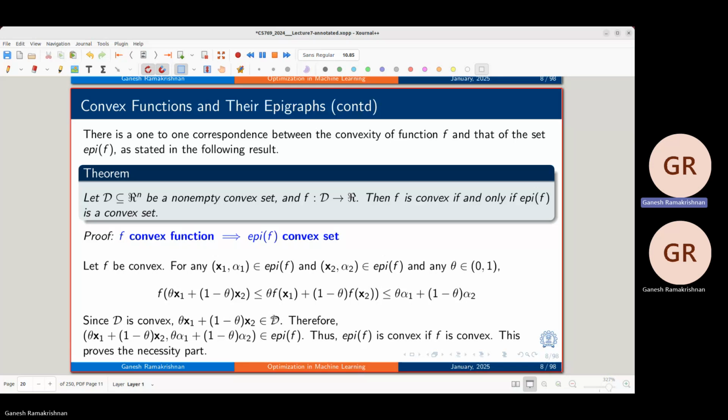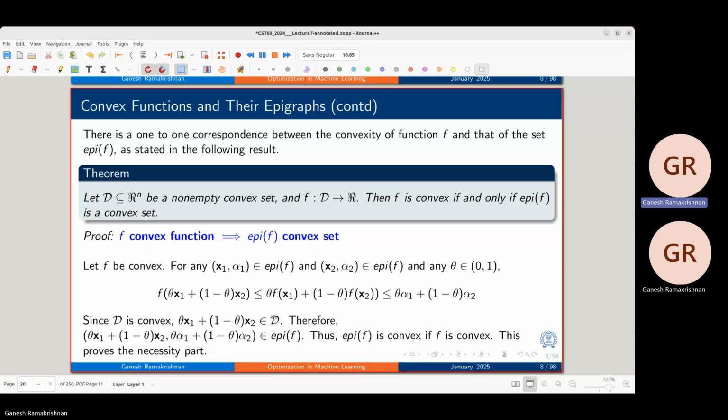So what is alpha 1? Remember the definition of epigraph. Epigraph is convex. First, you look at the convexity property, then invoke the fact that it's epigraph, which means f of x1 is less than or equal to alpha 1. So you have that additional inequality, right? So f of x1 is less than or equal to alpha 1, f of x2 is less than or equal to alpha 2.